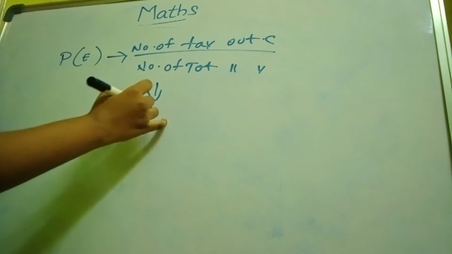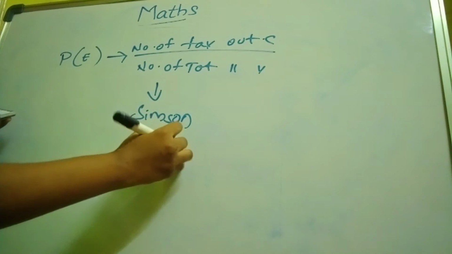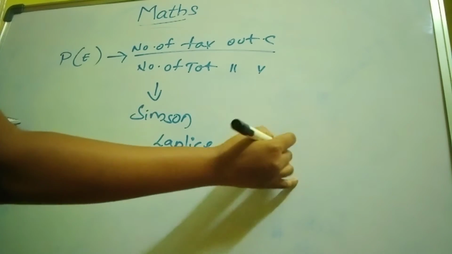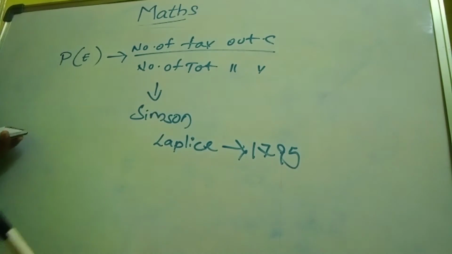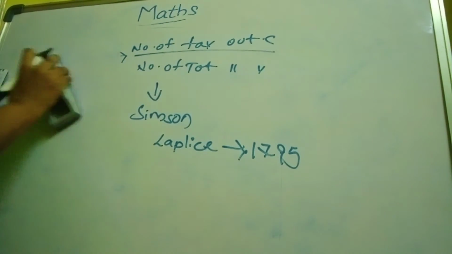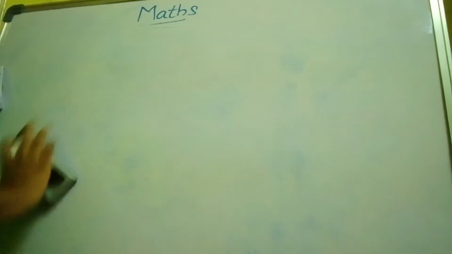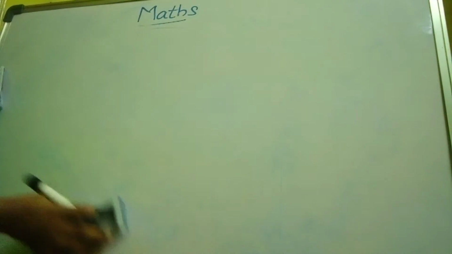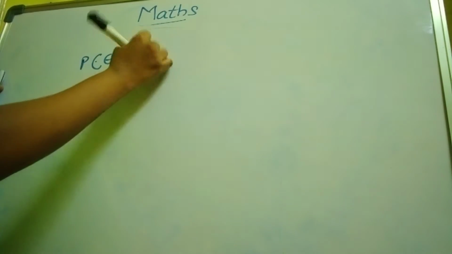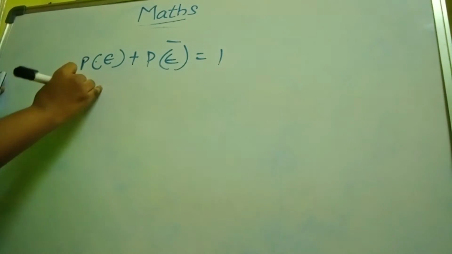This formula was given by Simpson-Laplace in 1795. Please remember the name, Simpson-Laplace. Okay. Next. P of E plus P of E dash is equal to 1.